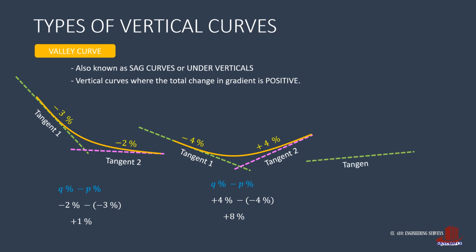The third combination contains both positive gradients, where tangent 1 has lesser steepness but is followed by a steeper gradient. In this combination, there are +2 and +3. The gradient change is +3 minus +2, which results in +1%.